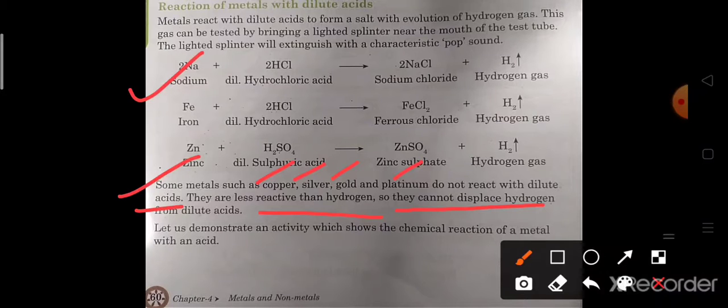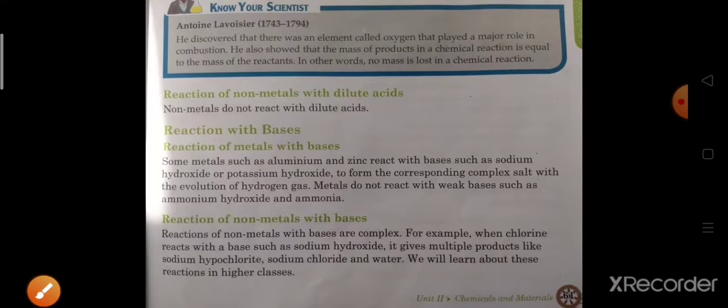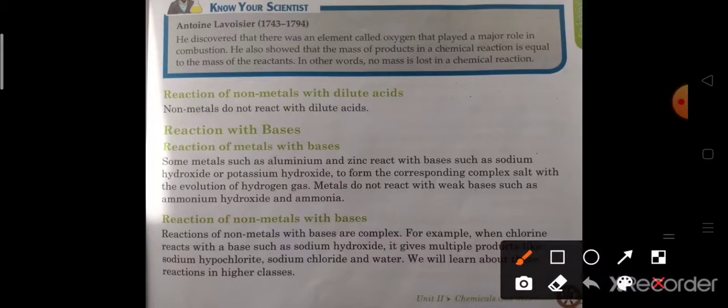So let's study first of all what a displacement reaction is. Now, the reaction of non-metals with dilute acid: non-metals do not react with dilute acids.